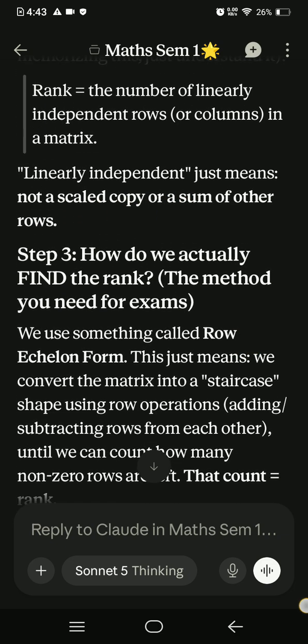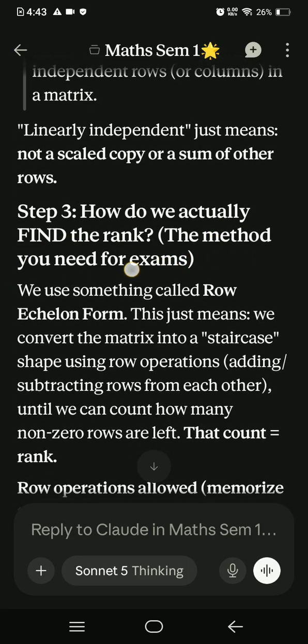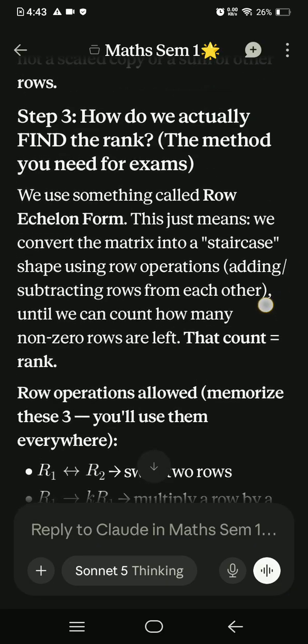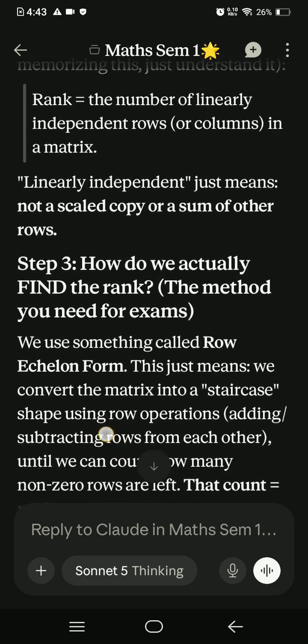Okay. Step 3. How do we actually find the rank? The method you need for the exam. We use something called row echelon form. This just means we convert the matrix into a staircase shape using row operations, adding and subtracting rows from each other, until we can count how many non-zero rows are left. That count equals the rank.